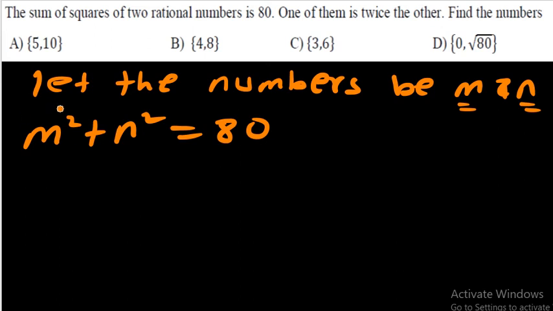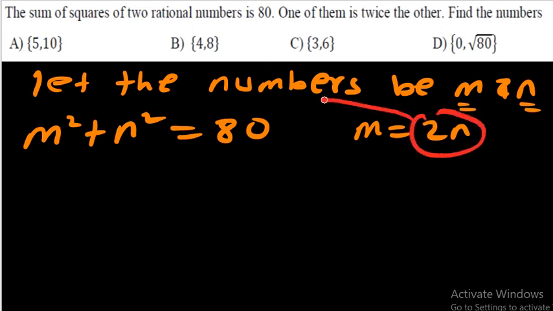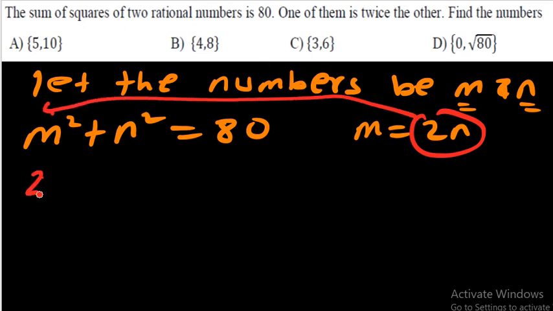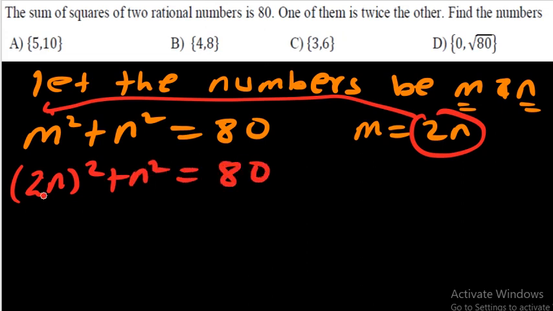There is one given condition: one of the numbers is twice the other. That means I can say m is equal to 2n. Then I can bring this in place of m, the first one. I can replace m, then it's going to be (2n) square plus n square is equal to 80. (2n) square is 4n square when you square the whole thing. Then plus n square will be 5n square is equal to 80.